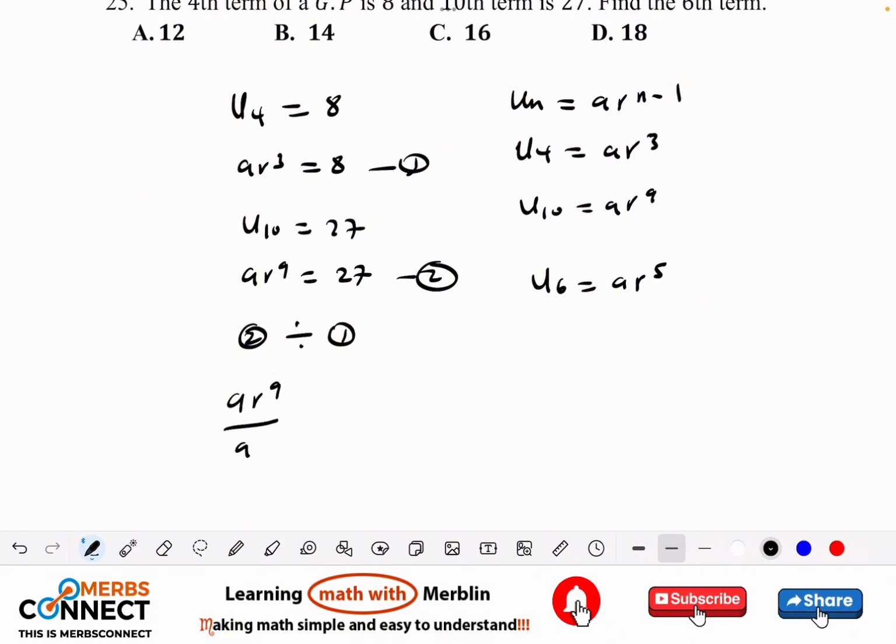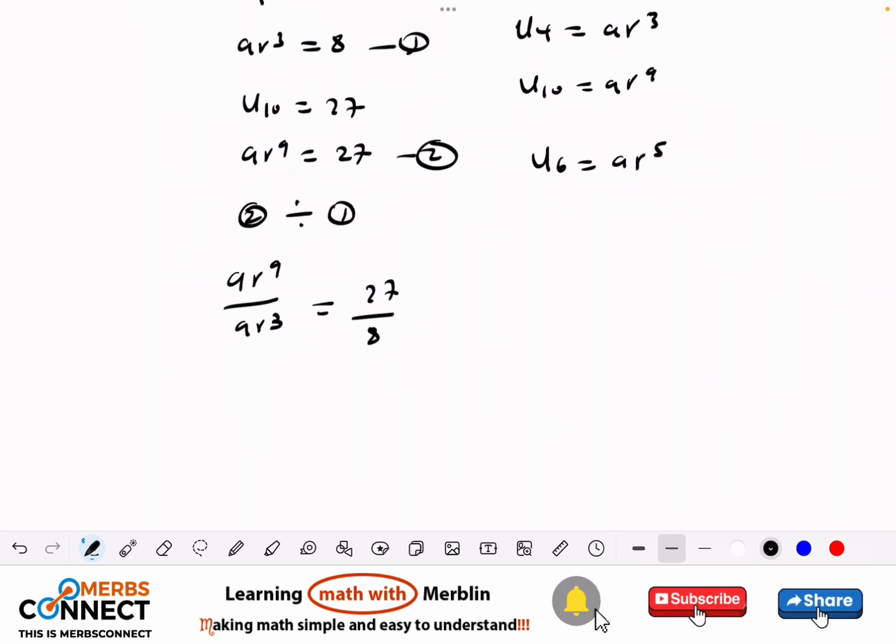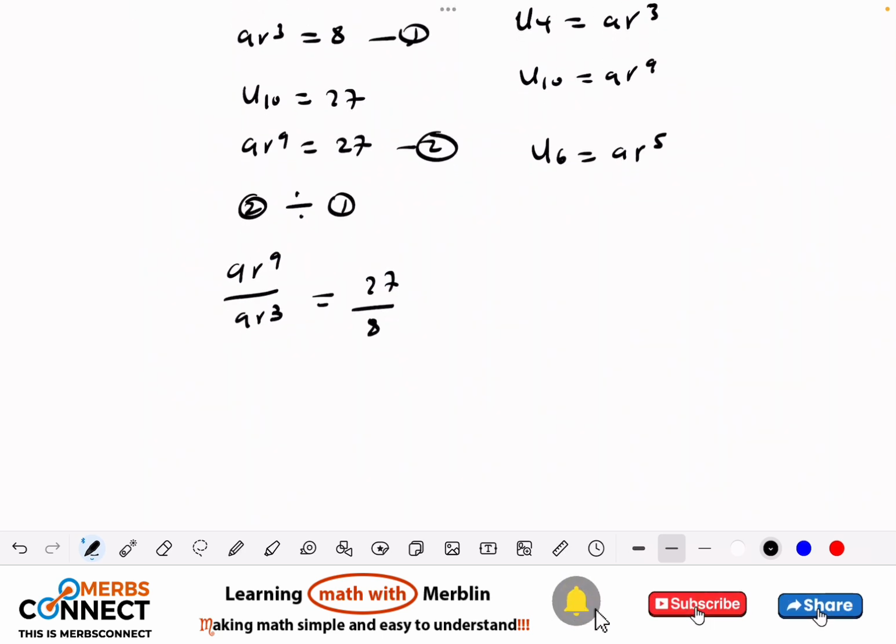AR9 divided by AR cube is equal to 27 over 8. Mostly we like dividing when we are using geometric progressions, because the idea is that we can cancel a and then find r. So this one will be r to the power 6 is equal to 27 over 8.